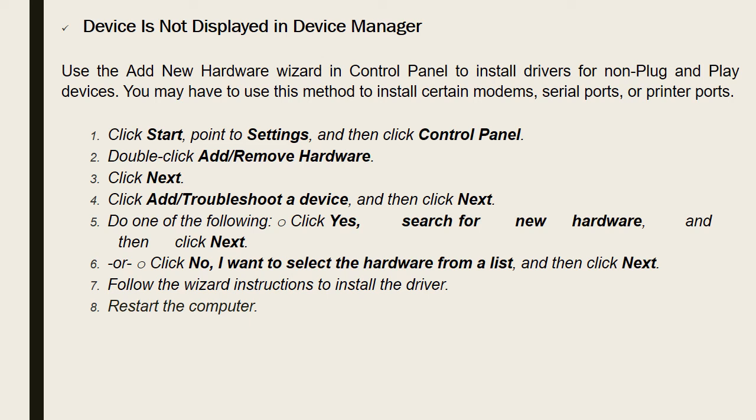So device is not displayed in Device Manager. Use the Add New Hardware wizard in Control Panel to install drivers for non-plug and play devices. So you may have to use this method to install certain modems, serial ports, or printer ports. So click Start, point to Settings, and then click Control Panel. Then double click Add/Remove Hardware and then click Next. Then after that, click Add or Troubleshoot a device and then click Next. Then do one of the following. Click Yes, I want to search for new hardware and then click Next. Or click No, I want to select the hardware from a list and then click Next.